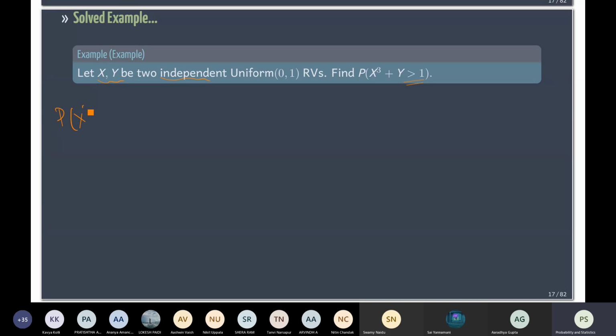So we are supposed to find the probability that X cubed plus Y is greater than 1, and we use the law of total probability. So this will be the integral from minus infinity to infinity of the probability that X cubed plus Y is greater than 1 given X equals x, times f_X(x) dx. X, remember, is uniform on 0 to 1, so these are well known. So this is using the law of total probability.